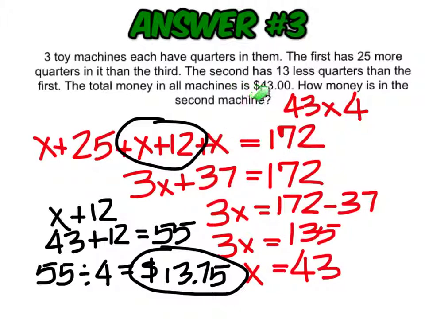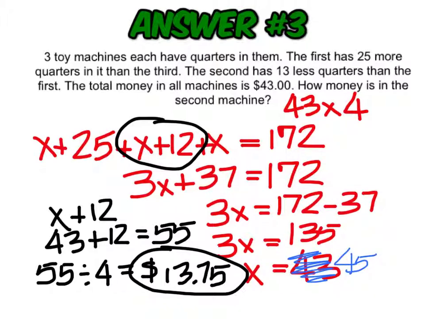So what do I do to 43 to change it to quarters? Multiply it by 4, yeah, so that's where we get 172. 43 quarters times 4, you get 172. So you have 3 x's plus 37 equals 172. Move this to the right side and subtract, you get 135. And if you divide by 3, you do not get 43. It should be 45. That's my fault.